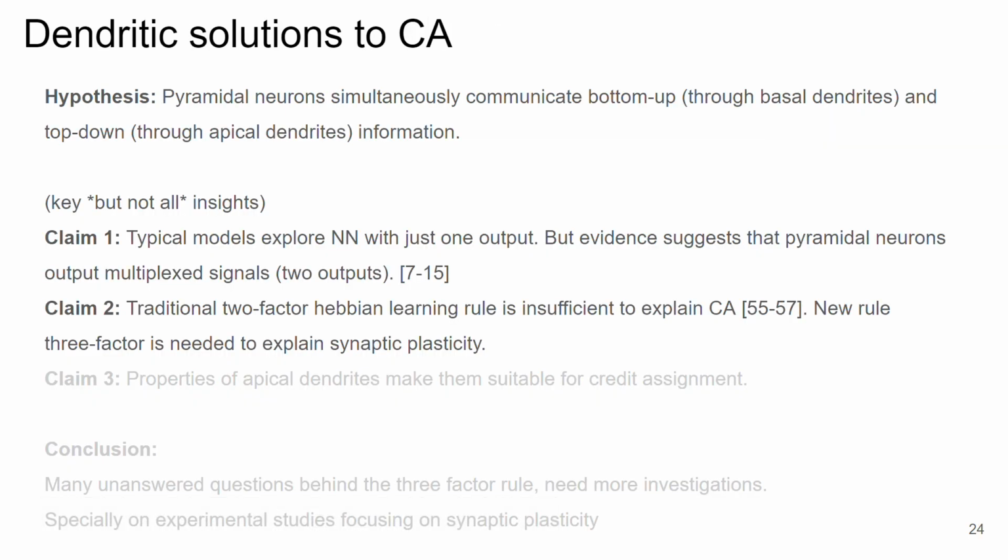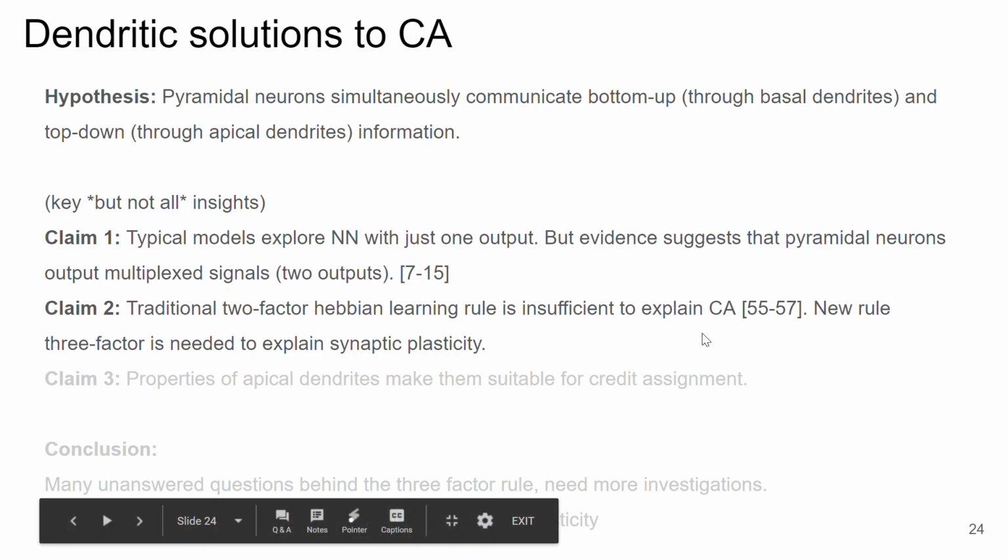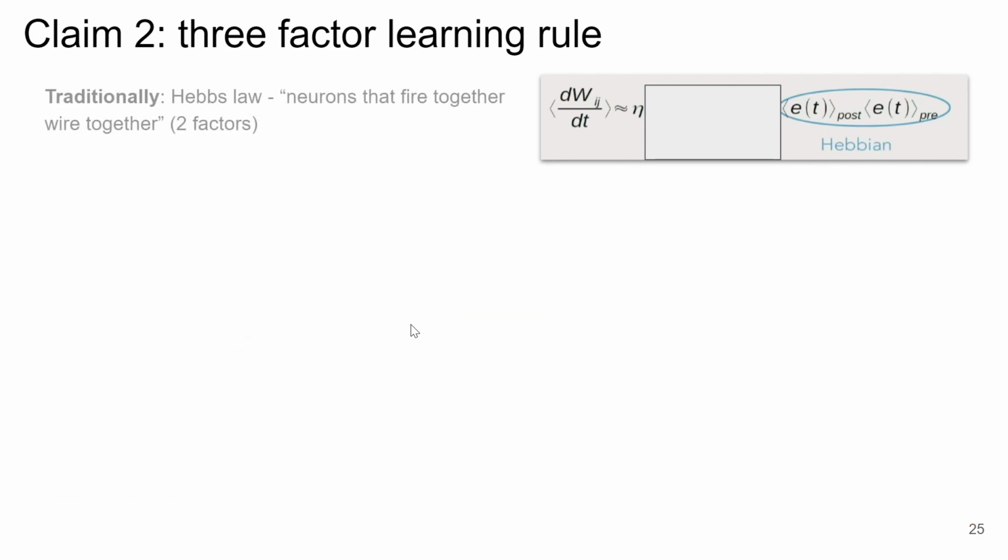Claim number 2 is that the traditional Hebbian rule is insufficient to explain this. We need a new rule. So traditionally, synaptic plasticity is explained through Hebb's law. And this is a very rough and inaccurate summary of what Hebb's law does. If you're from a non-neuro background, then I think this is an okay place to start.